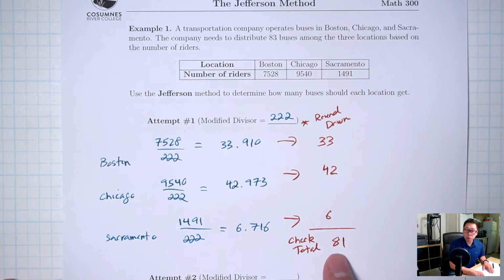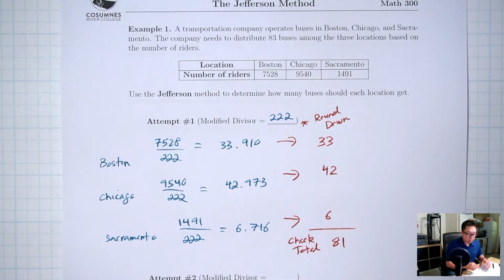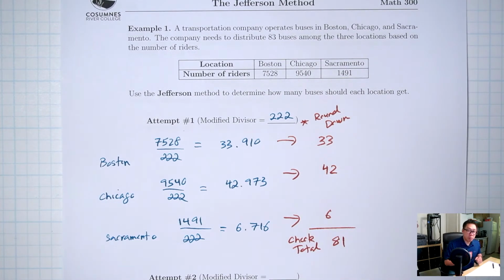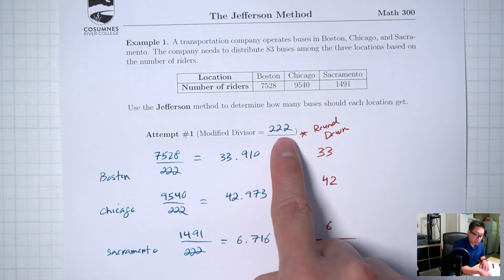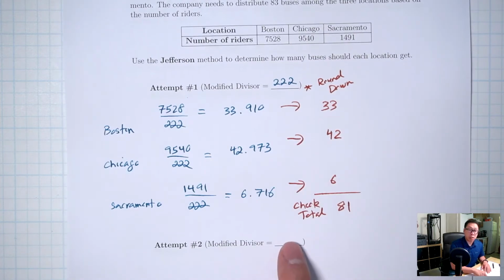So the number of buses we have is 83. So this is not the number I want, right? I want this to be 83. It's not. So in the Hamilton method, you give the extras based on the decimal. In the Jefferson method, you don't do that, okay? If you don't get the correct number, you're going to guess a different number for the divisor. So instead of 222, we're either going to go up or go down and try it again with the new divisor, right?